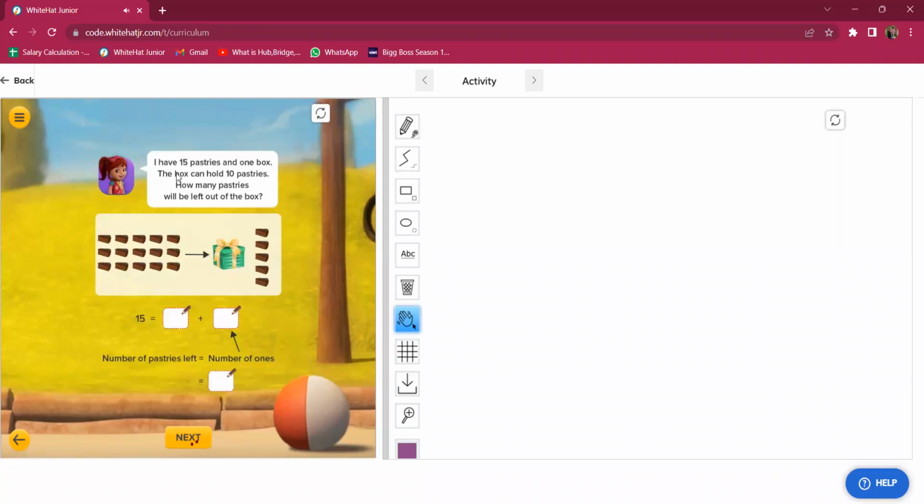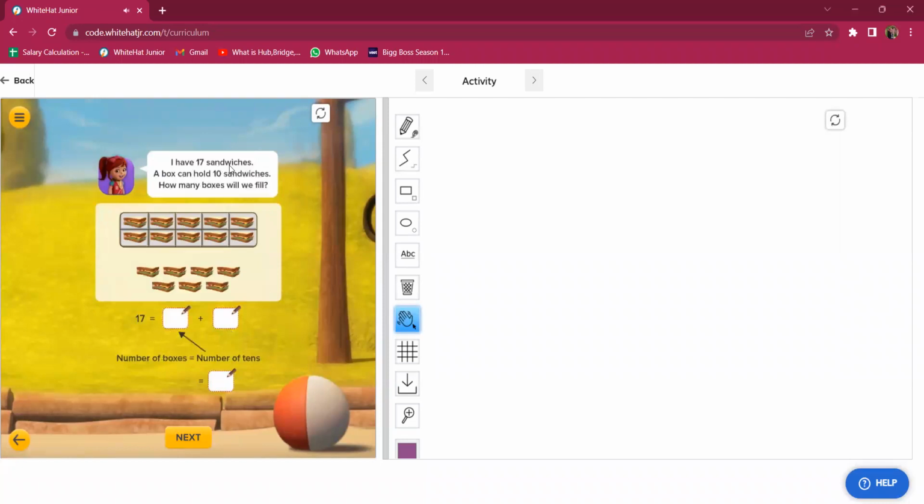Now see here what we have to write. I have 15 pastries and one box. The box can only hold 10 pastries. So how many pastries will be left behind? They have total 15, right? So we can expand this as 10 plus 5. Now this 10 will go inside the box. So how many will be left? 5 will be left. We write that 5 over here. So let's move to the next question.